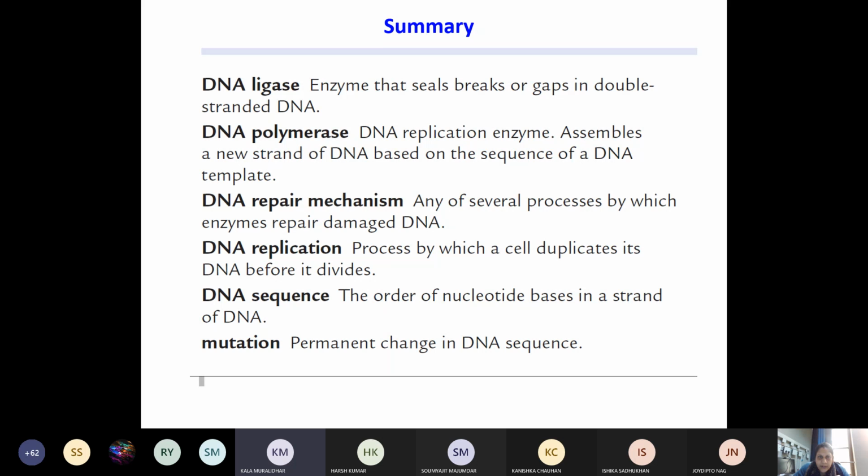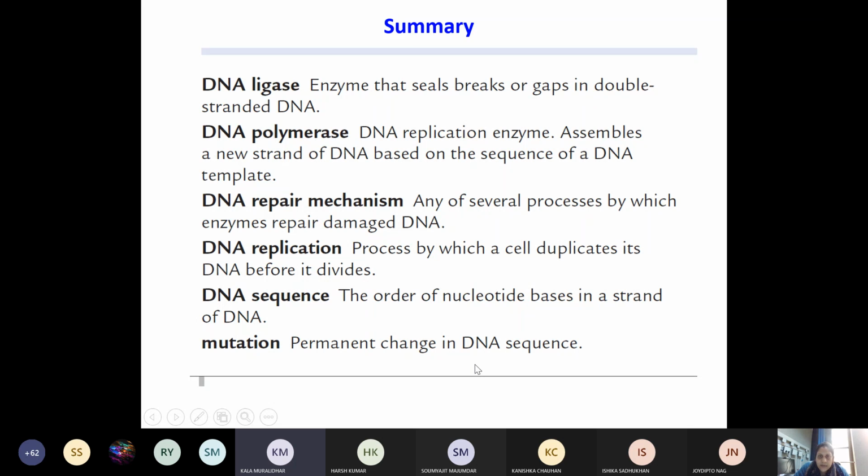So I'm summarizing DNA replication. DNA ligase is the enzyme that actually seals the breaks or the gaps in the double-stranded DNA. DNA polymerase is the DNA replication enzyme. It assembles the new strand of DNA based on the sequence of the DNA template. DNA repair mechanism, as I said, is any of the several processes by which enzymes repair damaged DNA. DNA replication is the process by which the cell duplicates its DNA before it divides. DNA sequence is the order of nucleotides, bases, in a strand of DNA. Mutation is the permanent change in the DNA sequence.